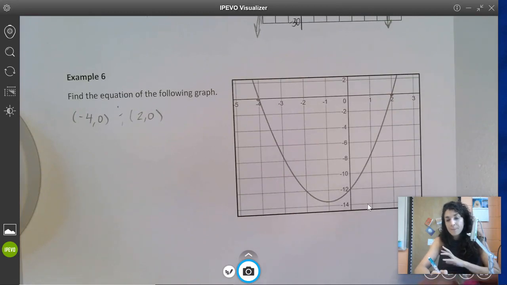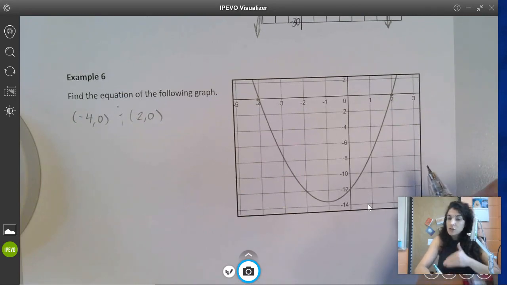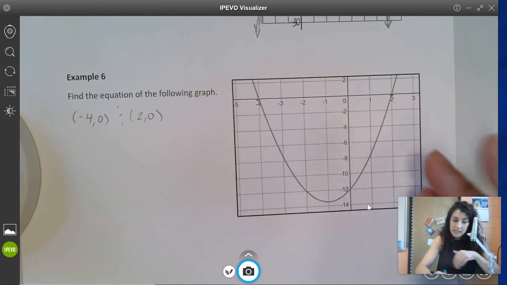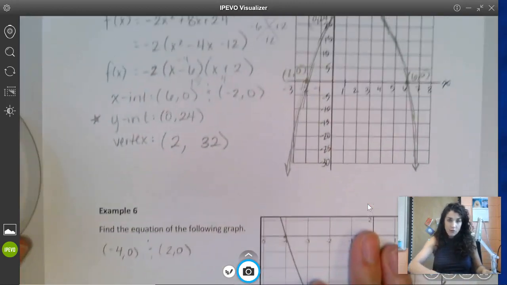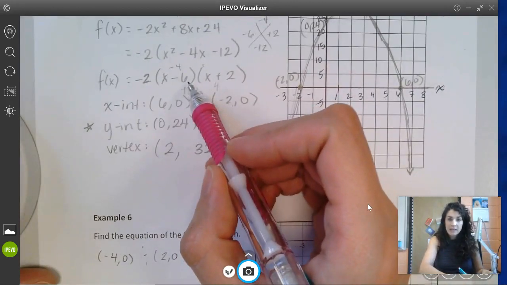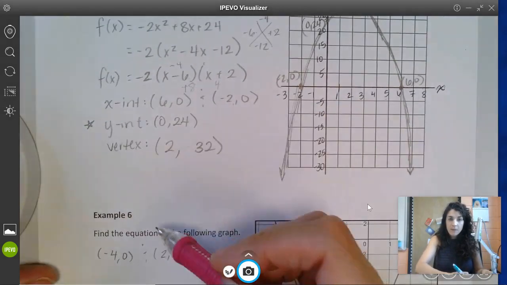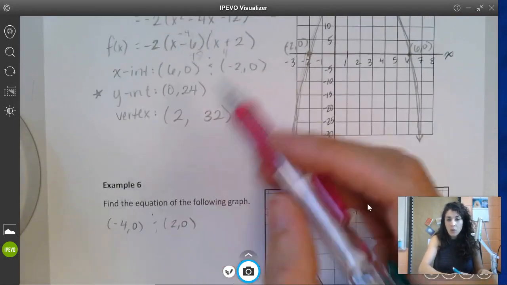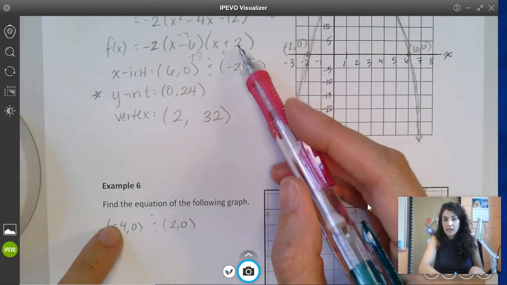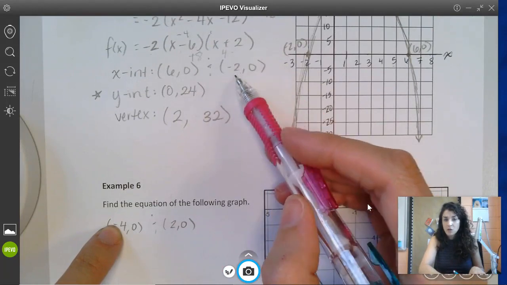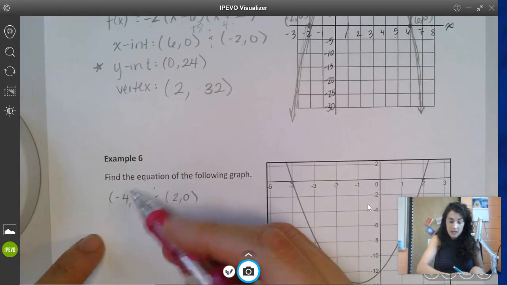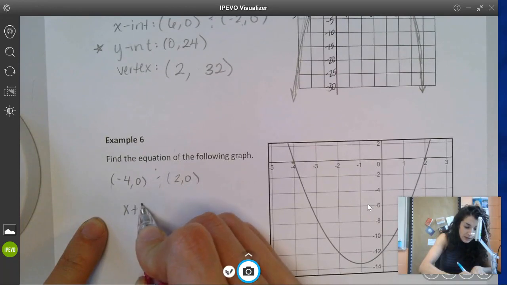So if we wanted to go backwards from what we've been doing, where it's in factored form and here are your x-intercepts, if we start with our x-intercepts, we can start breaking down how it would be in factored form, right? If we took x minus 6 and it became (6, 0), we can take -4. If you want to compare it to a negative, you can see it goes x plus 2, right? This would mean it should be x plus 4.